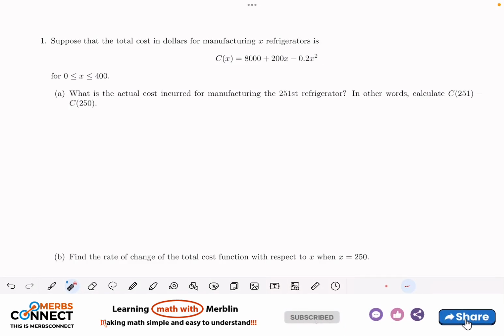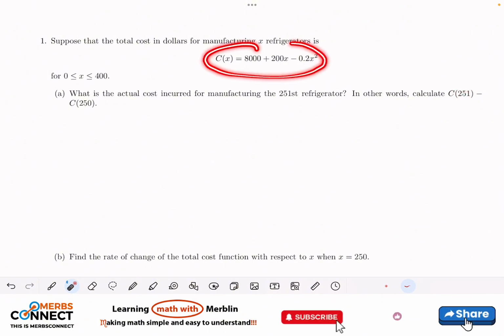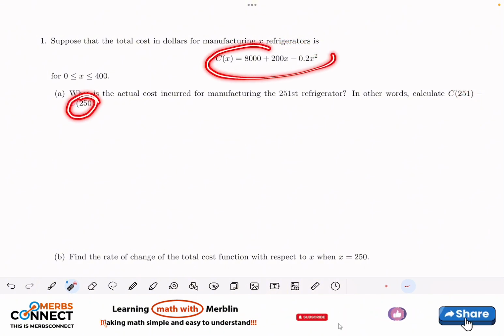In this video, I have 5 questions that we are going to go through. Let's start. With this question, we want to calculate C of 251 minus C of 250, which is the actual cost incurred. This is very simple. All we need to do is plug in 251 in this equation, minus 250 in this equation.